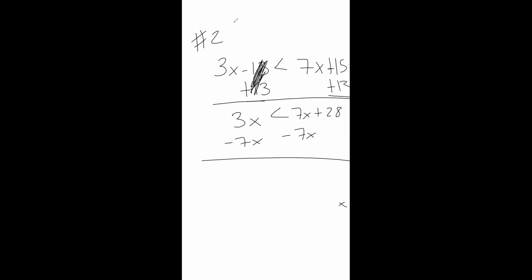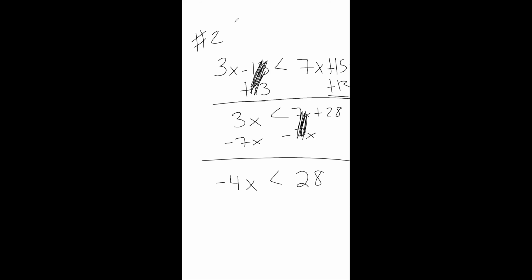All right. So 7 minus 7 cancels out. 3 minus 7 is negative 4x. I drop down my inequality, and then I have a 28. Now I have my x's on one side and my plain number on this side. So that's the goal. Remember that last step is to divide. Once you've isolated everything, you can then divide.